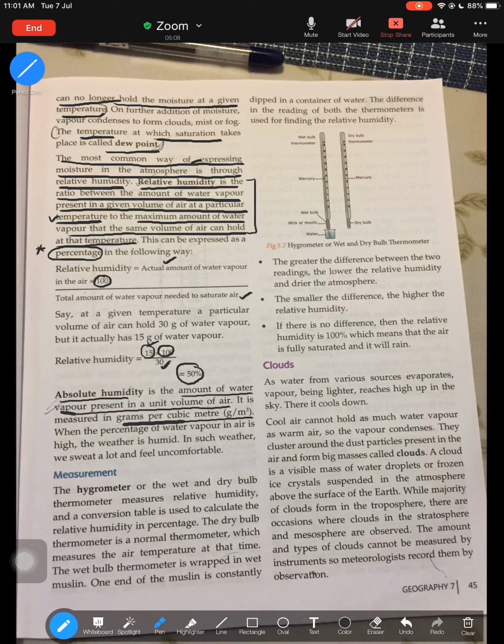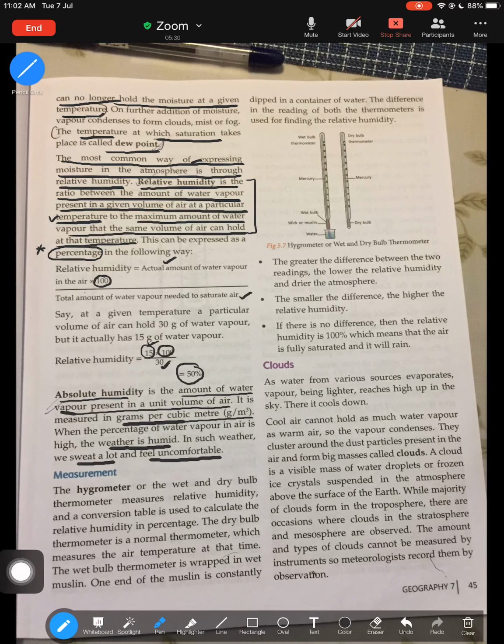Alright? Moving to the next, now how do you feel when the weather is humid? When the weather is humid, we sweat a lot and we feel very uncomfortable, isn't it? We say it's so humid when we feel very sticky and we feel warm, hot. So that is how you feel very uncomfortable. So that is what is called humid weather, because of more moisture in the air.